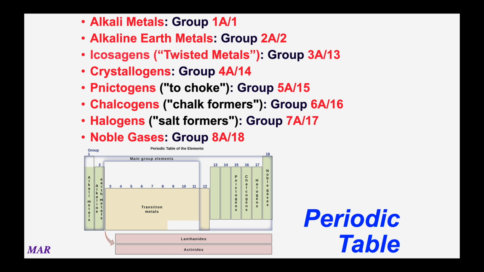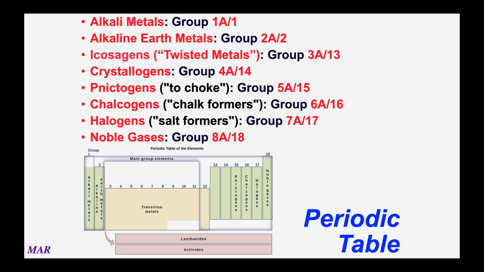Group 5A, pnictogens, another name nobody hardly uses. That apparently has something to do with choking: phosphorus, arsenic, stuff like that. Bad news. Chalcogens, chalk formers, are in group 6A. Again, that's an informal name too. Oxygen, sulfur, selenium, etc. Now, another one I do want you to know, halogens. Halogens is group 7A. That's chlorine, bromine, iodine, fluorine.